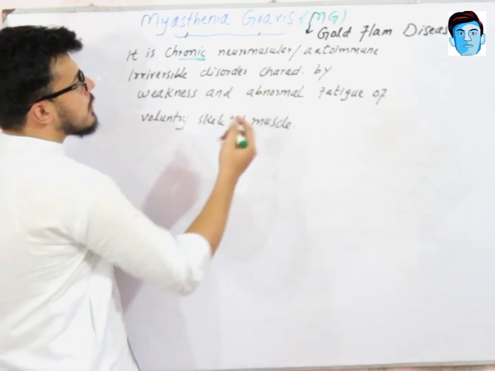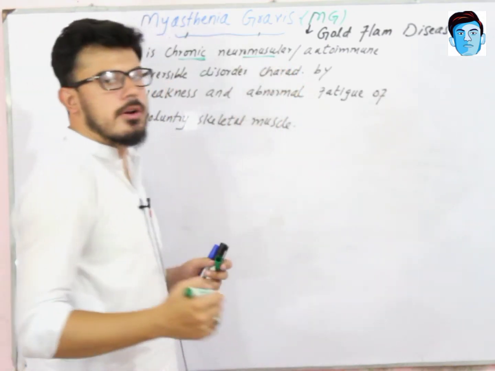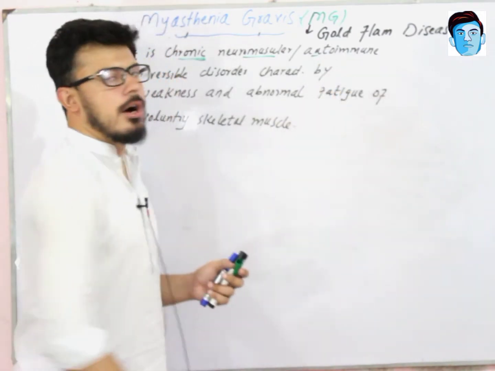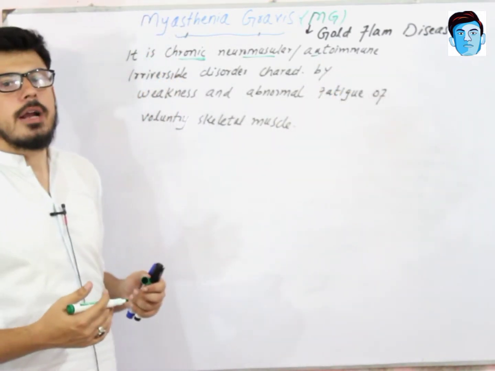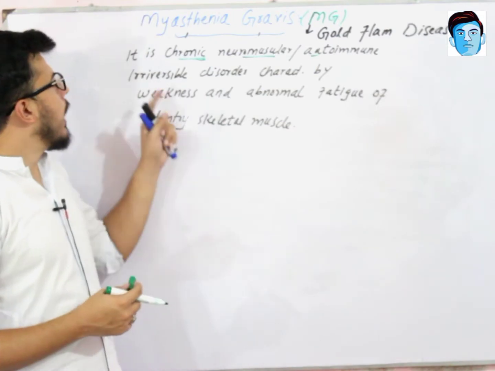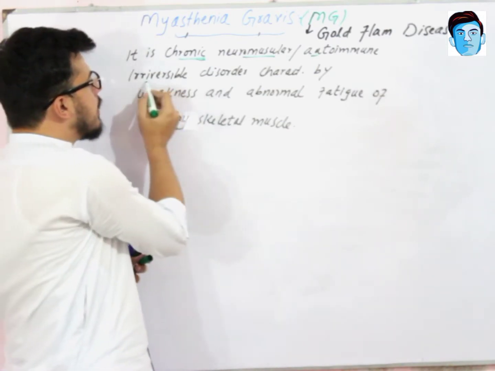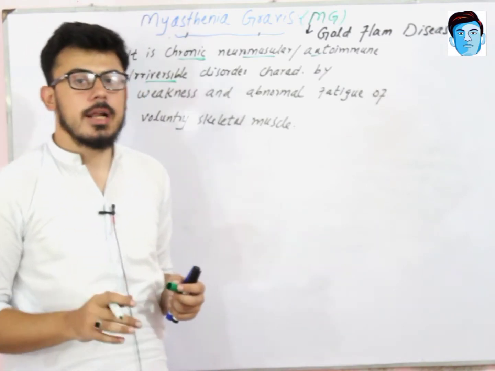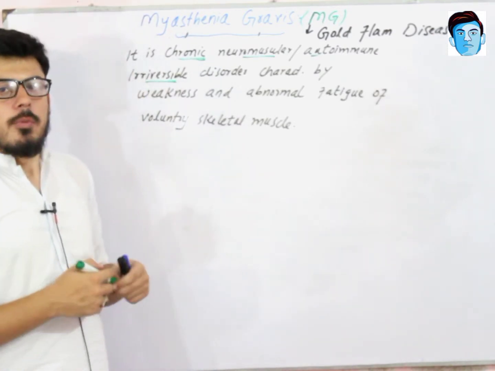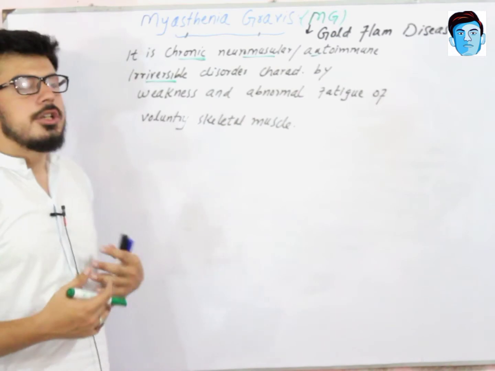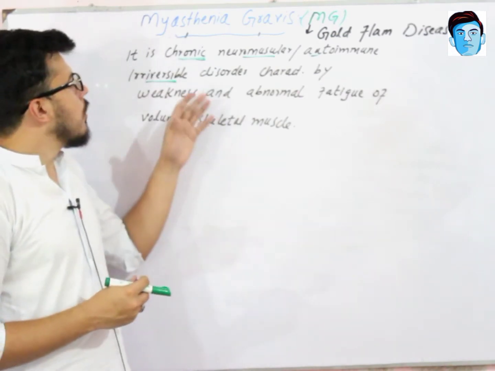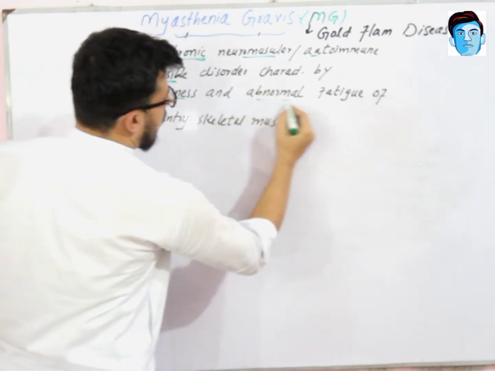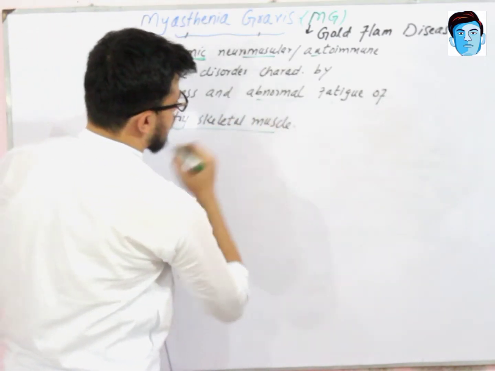Secondly, it is a neuromuscular disorder, meaning that it is a disorder of the neurons and the muscles. It is also an autoimmune disease, in which our own immune system acts against our own body. It is irreversible, meaning the disease is not reversible. Once it occurs in an individual, it can proceed further and the condition keeps deteriorating. There is also weakness and abnormal fatigue of voluntary skeletal muscles.